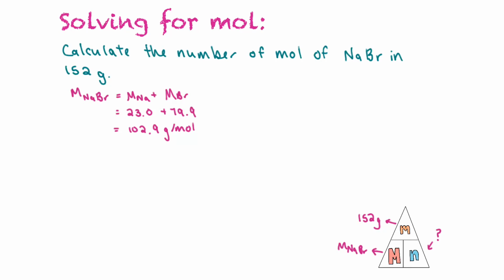So now we're ready to calculate how many moles of sodium bromide we have. So n for moles equals the mass divided by the molar mass. We know that the mass is 152 grams. And we know that the molar mass is 102.9 grams per mole. So we plug those values into our calculator and we should get an answer of 1.48 moles. So there's 1.48 moles in 152 grams of sodium bromide.